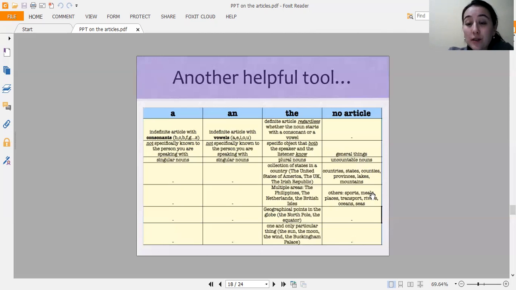And no article. We can use no article with general things, with uncountable nouns, countries, states, counties, provinces, lakes, mountains. We use no article here. Also sports, meals, places, transport, rivers, oceans, seas. We cannot use any article before these things.